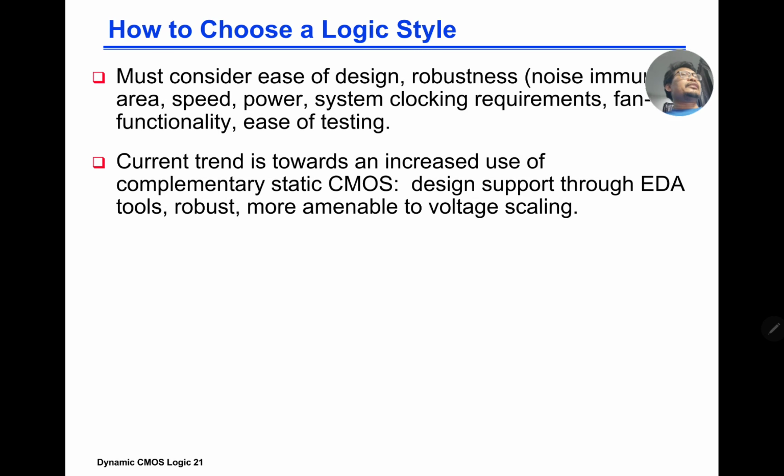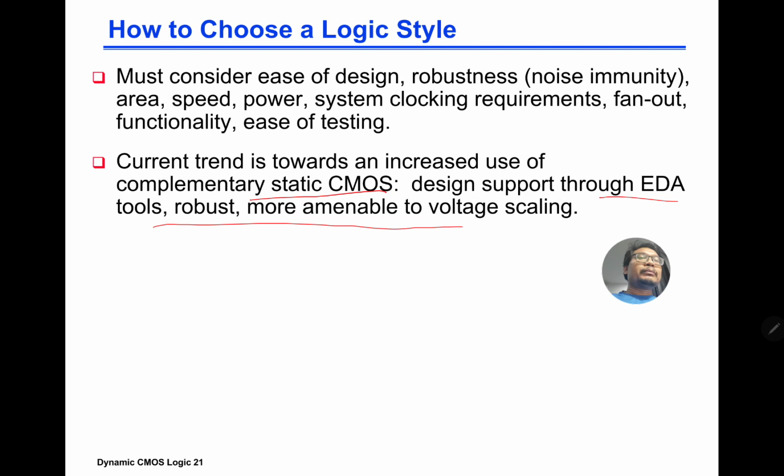Of course, the majority use static CMOS. It's stable and the power is not so bad. You have a nice stable VM, nice VOL, VOH, and so on, and nice noise immunity with static CMOS. That's why people prefer it. But of course, you can also consider the other MOS logic styles. Here it says the current trend is towards increased use of complementary static CMOS, with design support through EDA tools, robustness, and being more amenable to voltage scaling. So it's easy to go for scaling.